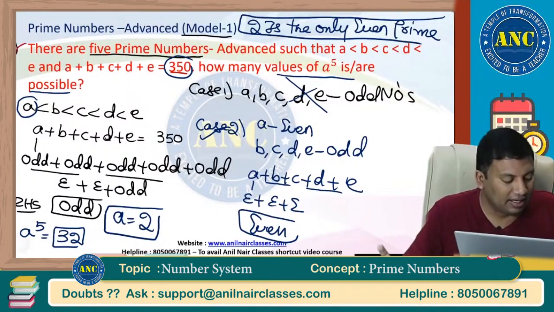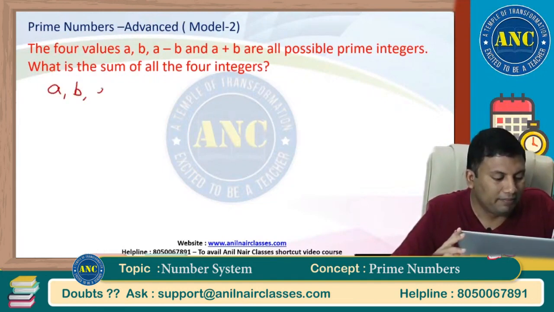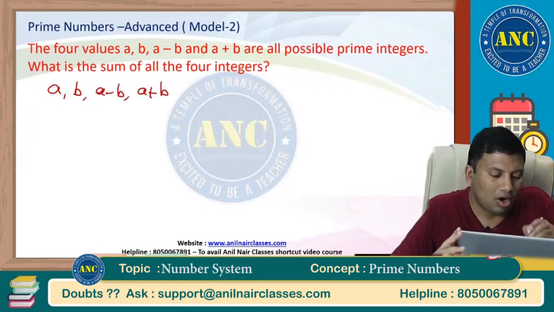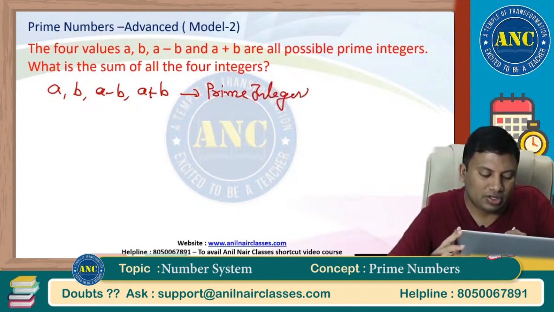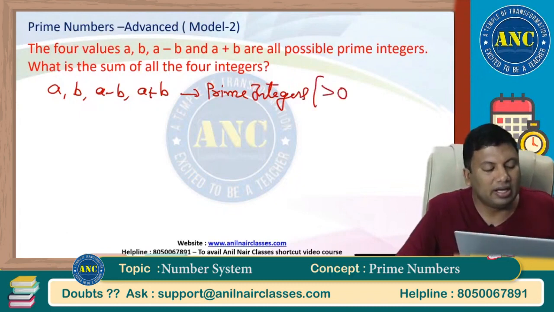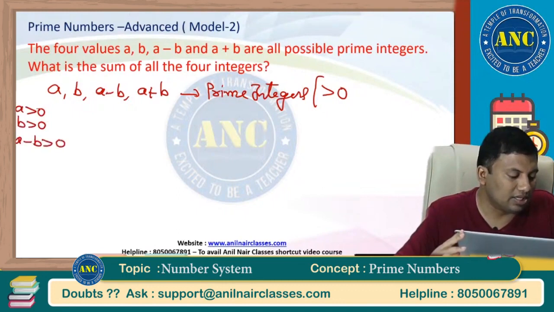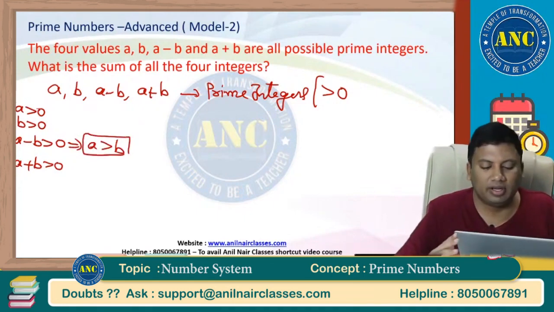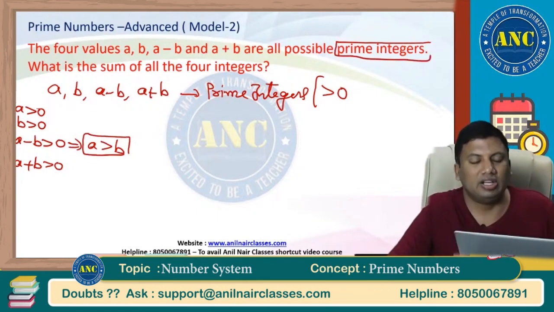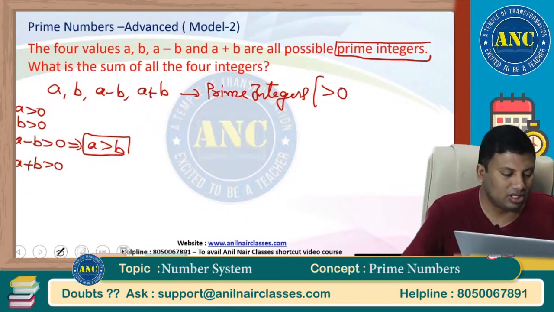Model number 1 is clear. Next one, model number 2. There are 4 values: A, B, A minus B, A plus B. All are prime integers. A prime number is a subset of natural numbers, so all the values are greater than 0. A greater than 0, B greater than 0, A minus B greater than 0, A plus B greater than 0. So A is greater than B. This is the hint we got from the words prime integers. Now this point is clear.